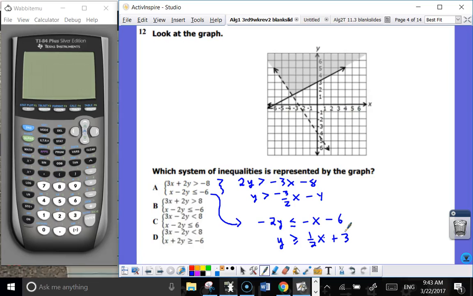Okay, the second one. The y-intercept is 3. The slope is 1/2. Up 1, right 2. It's solid because it's or equal to. And the shading is above. So where did the shading overlap? Right in that area right there. Now, if you get these correctly solved for y, you could always put them in the calculator and let the calculator shade it.